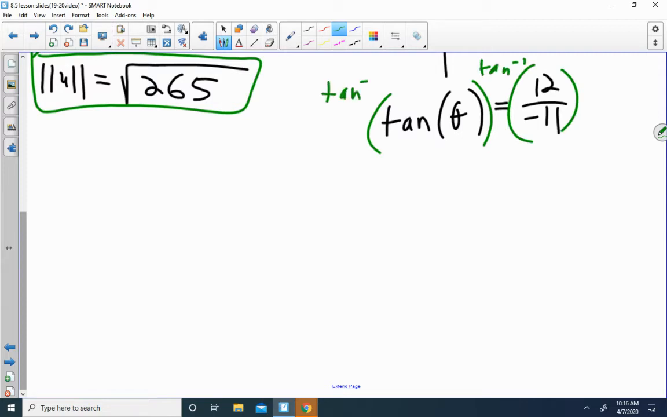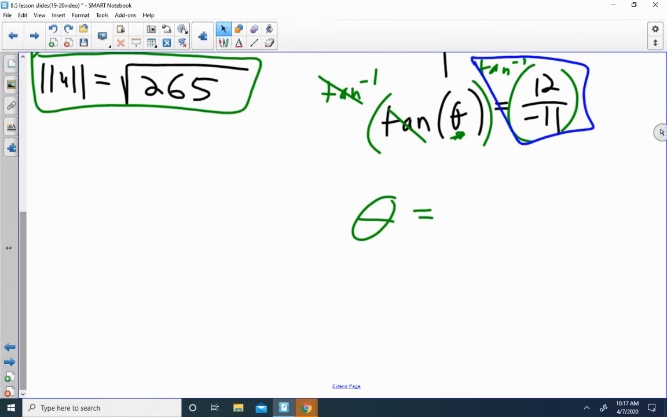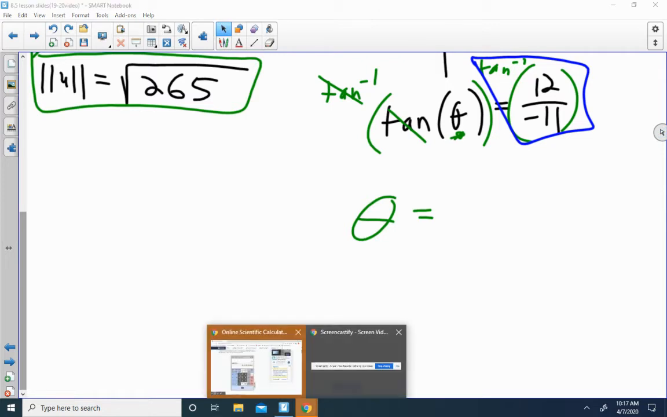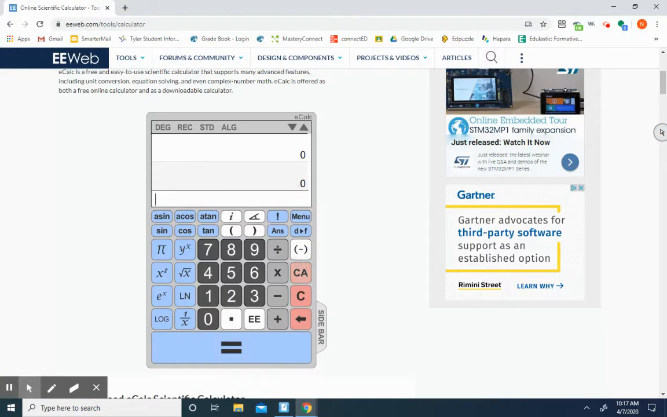So then that way, we can find what the angle is. On the left side, the tangents will cancel and you'll get theta. And then on the right, we just have to do tangent inverse of 12 divided by negative 11. So let's go ahead and put that in the calculator. Clear, tangent inverse of 12 divided by negative 11, make sure you use the negative sign, not the minus sign. Close parentheses and press enter.